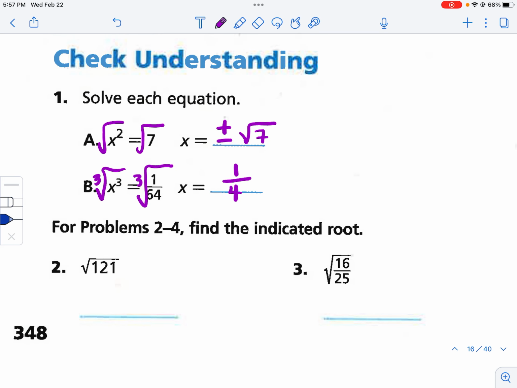Now down here, we don't have an x squared involved, so we're just talking about the principal square root. So what times itself gets 121? 11. What times itself gets 16? 4. What times itself gets 25? 5.